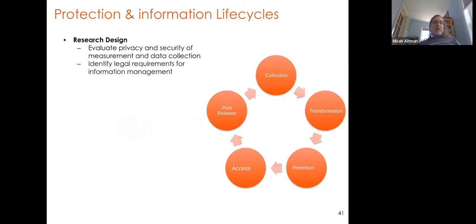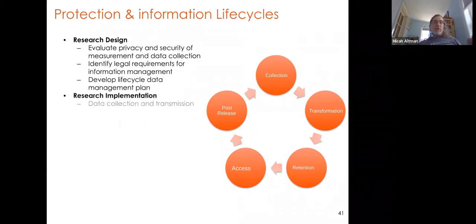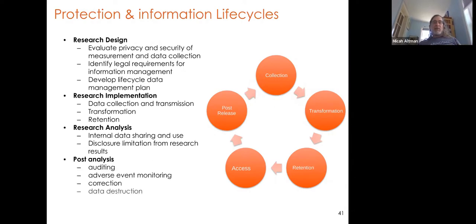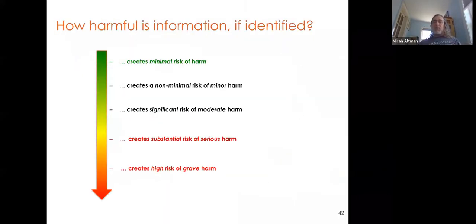There are different opportunities to protect at different parts of the research lifecycle, including the research design stage, the research implementation stage, the research analysis stage, and the post-analysis stage. These include evaluating privacy and security of measurement and data collection, how you store data, what you do for disclosure limitation, and the auditing, adverse event monitoring, and data destruction that you do afterwards. Although these all have some importance for overall data protection against informational harm, we're going to focus on disclosure limitation for anonymization.